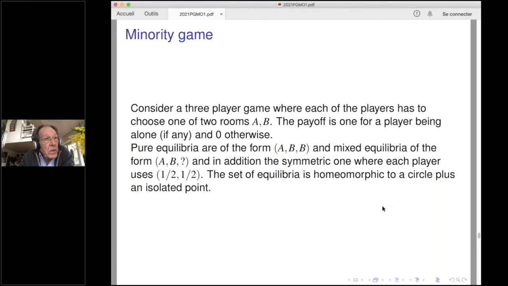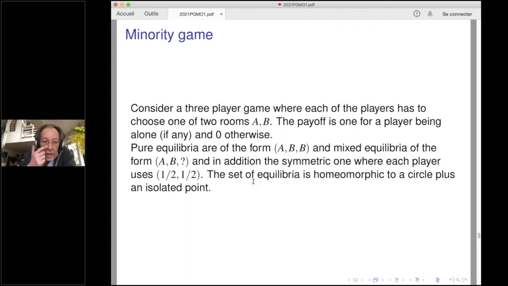Three players in the same room is not an equilibrium, because one player will go by himself to the other room, be alone, and get 1. And there are mixed equilibria where you have one player in a room, another in the other room, and the third player can choose whatever he wants, since he will not be alone and will get 0. In addition, there is a symmetric equilibrium where each player chooses a room with probability 1/2. You are facing 2 guys who will be in room A and B with probability 1/2, so you are indifferent and can as well go to each room with probability 1/2.